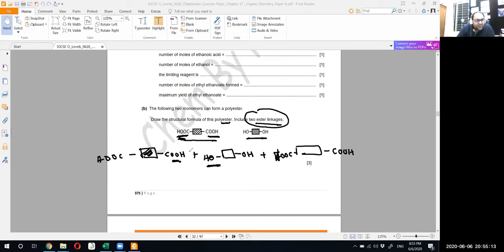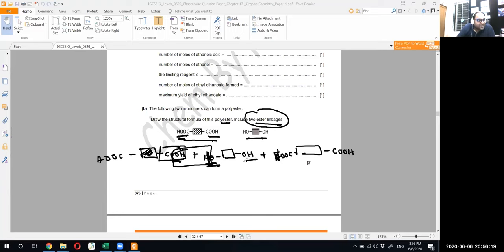So from the carboxylic acid group, which portion will condense out? The OH. From the carboxylic acid part, which part goes away? The OH part goes away. And from the alcohol, which part goes away? Just the H goes away. So from the carboxylic acid, OH, and from the alcohol, the H goes away. Same for this side.